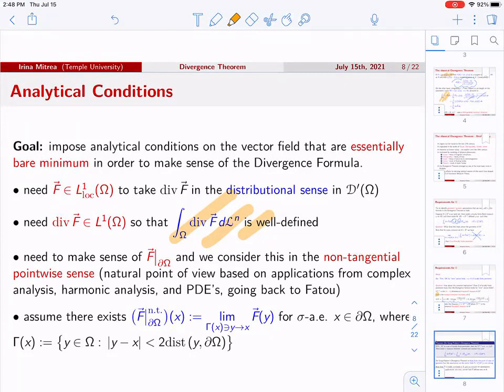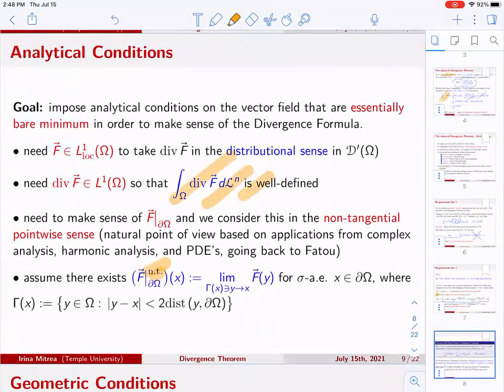So I'm going to now adorn the restriction to the boundary with the letters N and T, standing for non-tangential. I'm going to assume that F restricted non-tangentially to the boundary at the point X is the limit as Y approaches X, where Y stays in the non-tangential region generated by the point X, of F of Y. And I'm going to assume that this is true for sigma almost every point on the boundary, where the non-tangential region is described here.